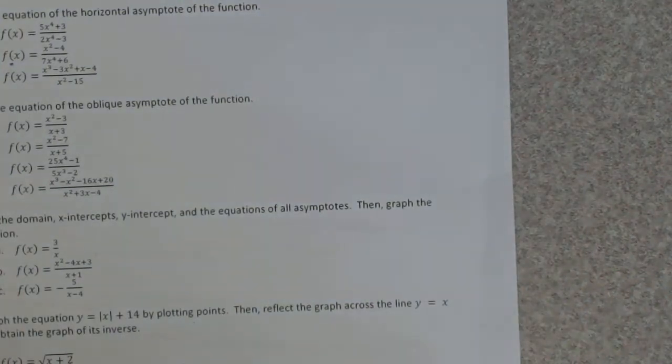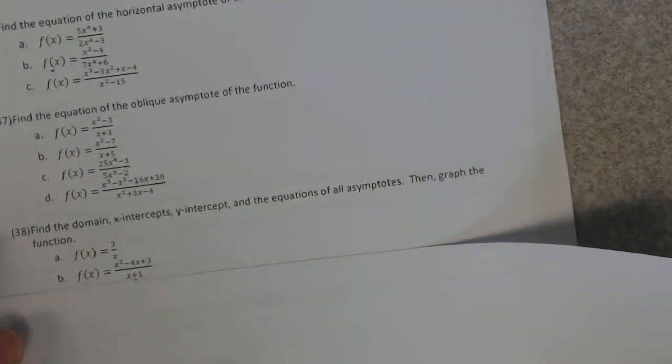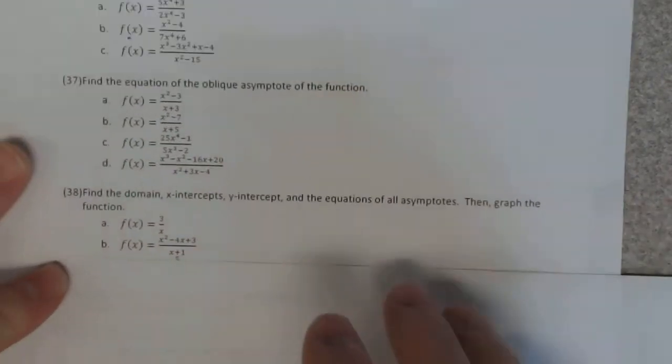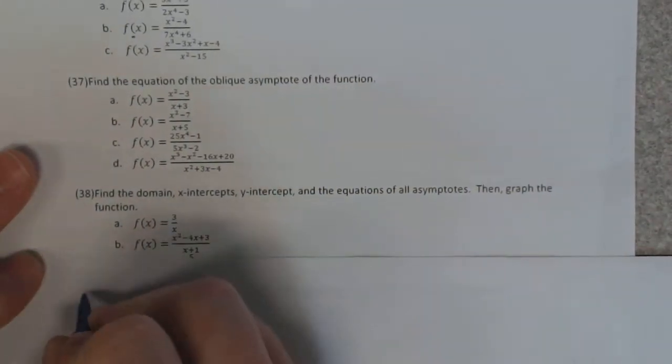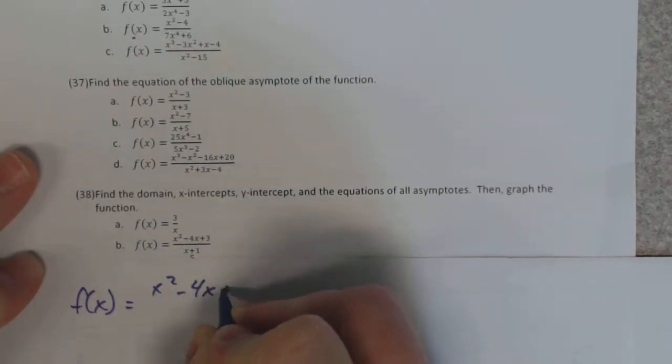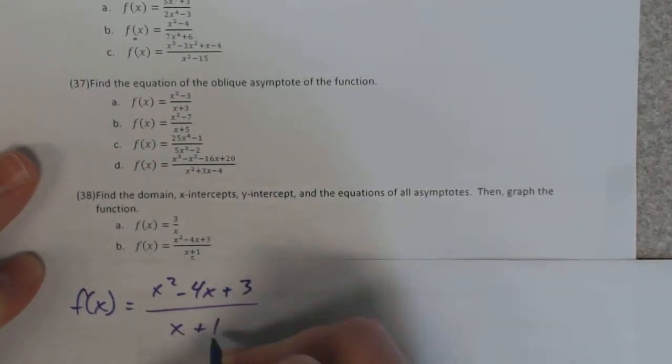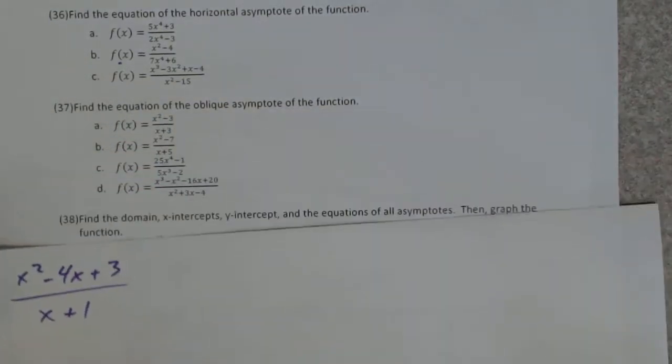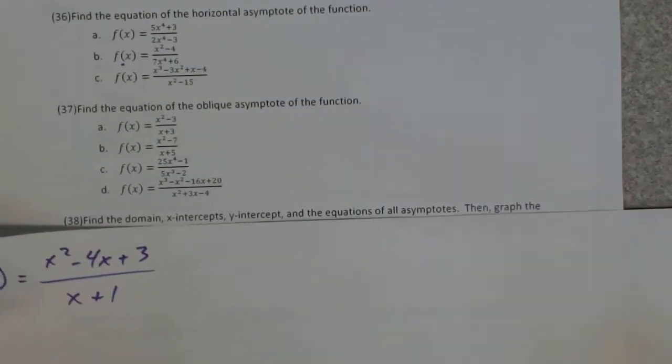What about part B? Let's find our... I'll go ahead and write this out. F of x equals x squared minus 4x plus 3 over x plus 1. So we've got to find our x-intercept, y-intercept, and all the asymptotes.